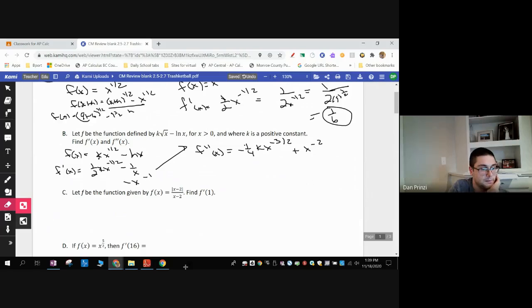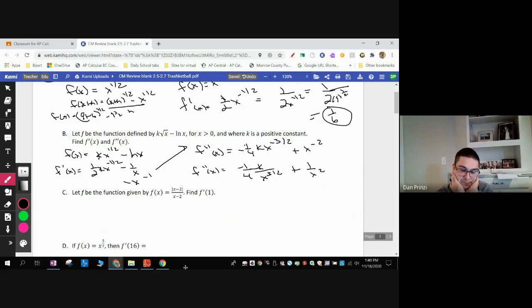But if you wanted to clean it up, you'd probably write it as negative 1 over 4 k over x to the 3/2, plus 1 over x squared. But you don't have to. I'm just saying that you could write it like that. What do you guys think?